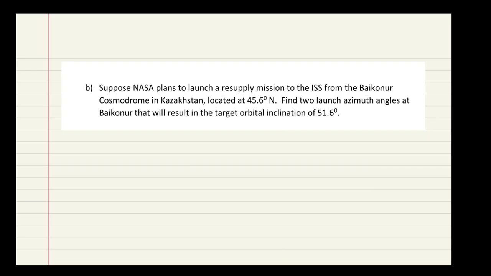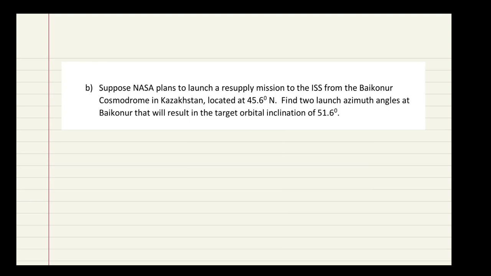Now, for question part B, suppose that NASA plans to launch a resupply mission to the ISS from the Baikonur Cosmodrome in Kazakhstan on a Soyuz rocket. Baikonur is located at 45.6 degrees north. Find two launch azimuth angles at Baikonur that result in the target orbital inclination of 51.6.